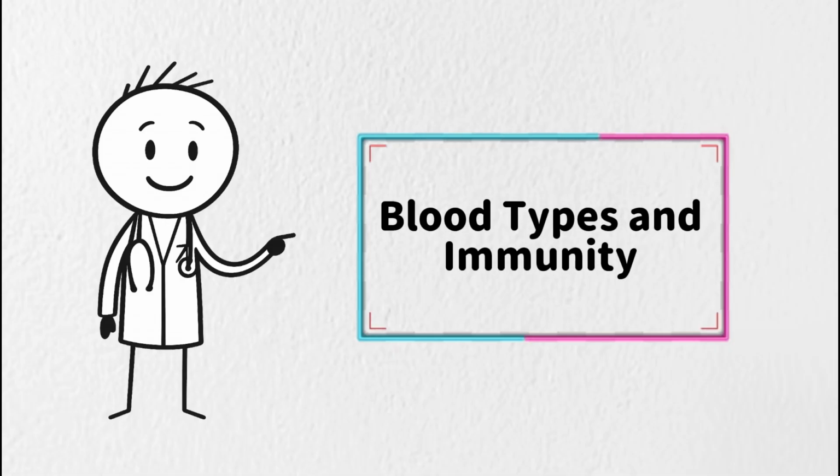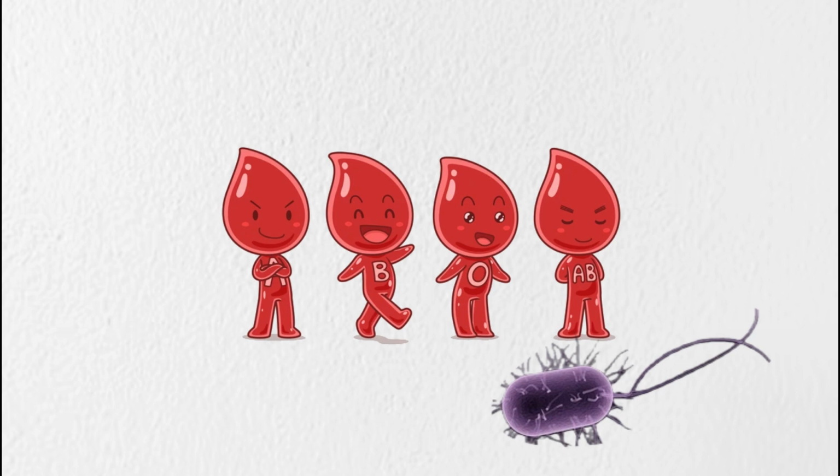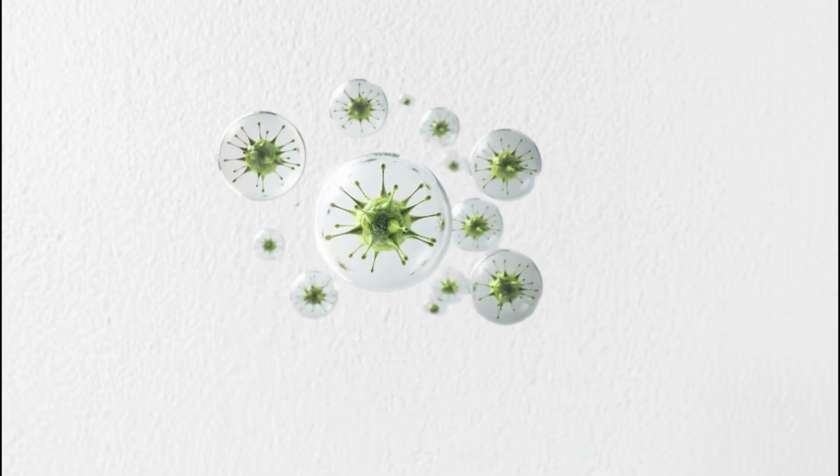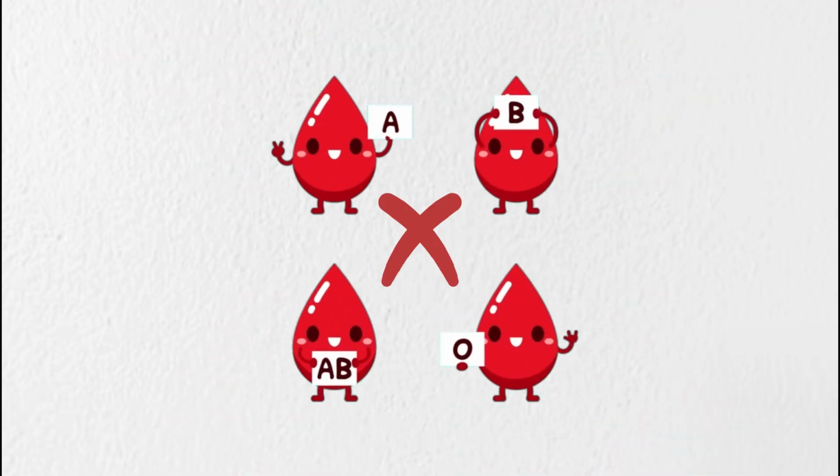Blood types and immunity. Blood type shapes how pathogens attach to cell surfaces. It happens when microbes recognize antigen structures as entry points. Some types block attachment entirely, others leave the door open.